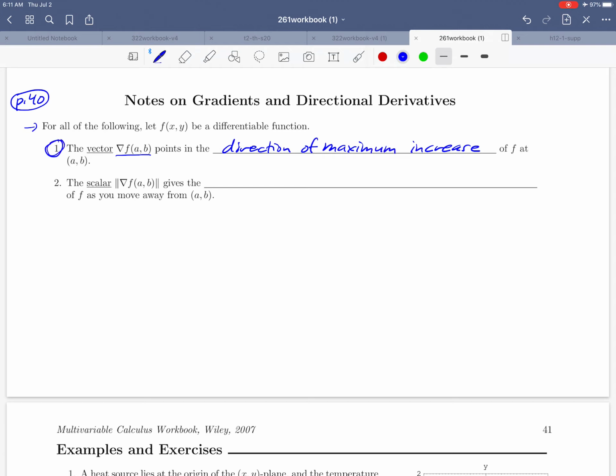Okay, so point number one tells us that that observation was not an accident. The gradient will always tell us which way to move in order to get the greatest increase in our function. And then going along with it is fact number two here. If you look at the scalar that you get by taking the length of the gradient vector, what you actually get is the magnitude of maximum increase.